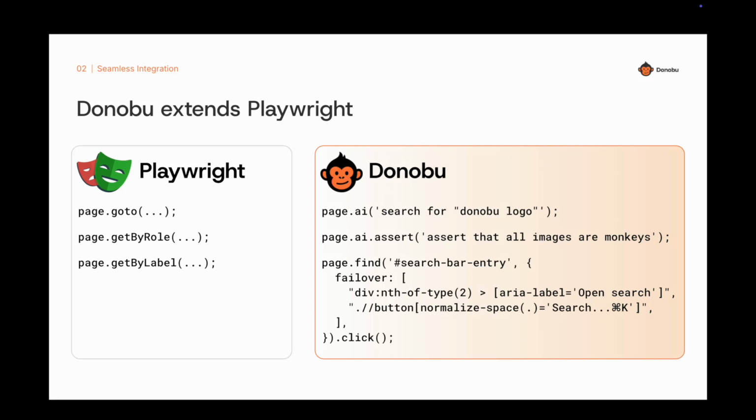Page.ai.assert, which lets you do complex assertions that a simple Playwright test might be hard-pressed to do, like examining the colors or content of images on the page, or even determining a general theme or vibe of the page. And finally, page.find, which lets you define a list of alternative selectors for finding an element on the page just in case the underlying implementation changes. But most of the time that won't matter because of the power of page.ai.